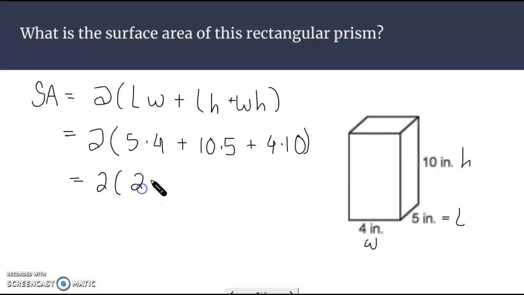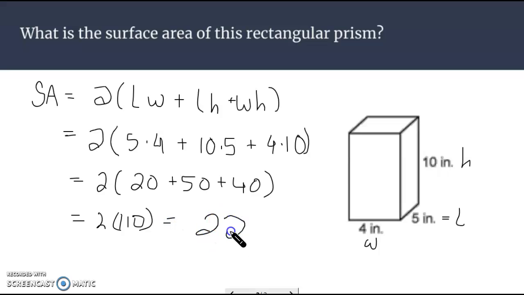So we're going to simplify down. 4 times 5 is 20, 10 times 5 is 50, 4 times 10 is 40. So we have 2 times 110, and that comes out to 220, and we have square inches.